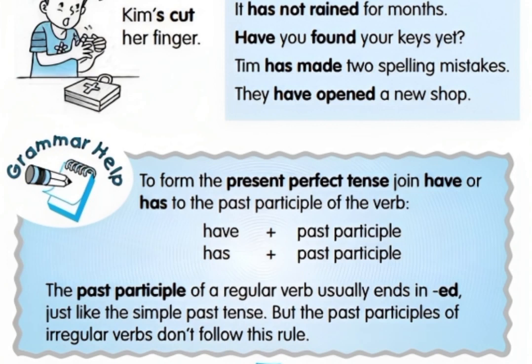The past participle of a regular verb usually ends in ed, just like the simple past tense. But the past participles of irregular verbs don't follow this rule. If you don't know what is past form, the second form is the past form of the verb. Past participle is the third form of the verb and present participle is the fourth form, meaning the ing form of the verb.